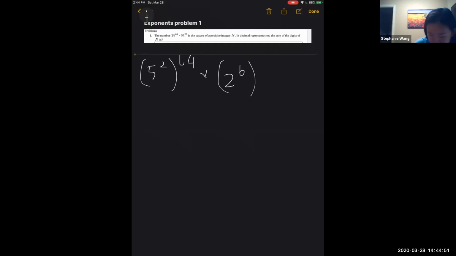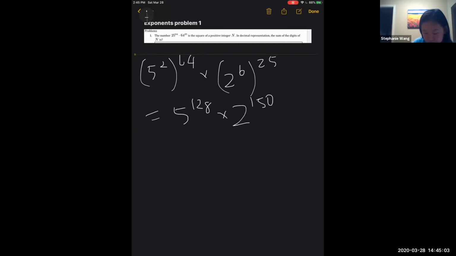So go ahead and read that problem. Okay, so for this problem, we're going to want to prime factorize first, or put it in prime format. So we have 25, which is 5 squared, to the power of 64, times 64, which is 2 to the power of 6, to the power of 25. So that's 5 to the power of 128 times 2 to the power of 150.